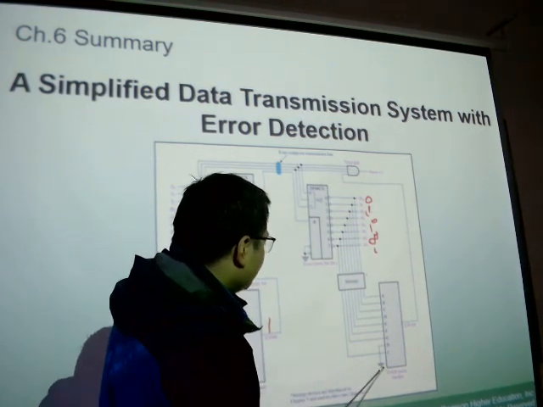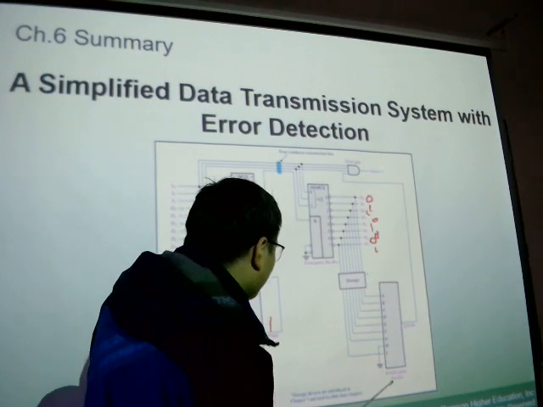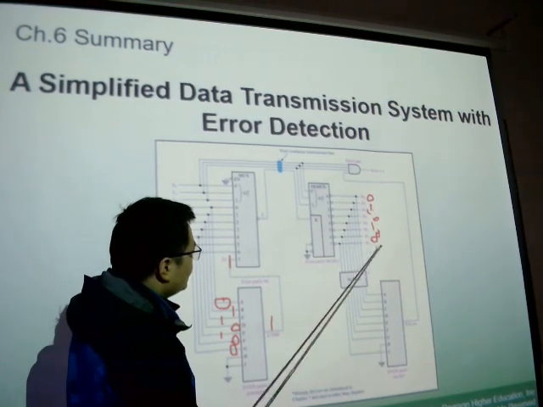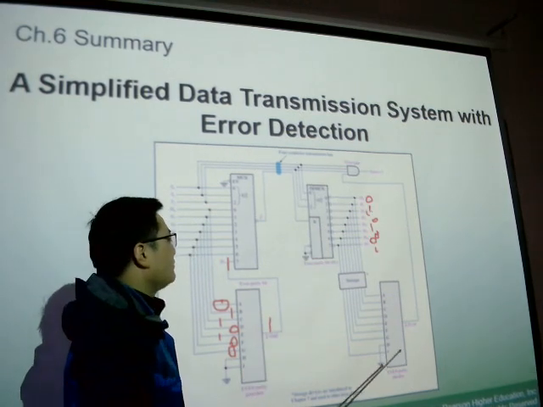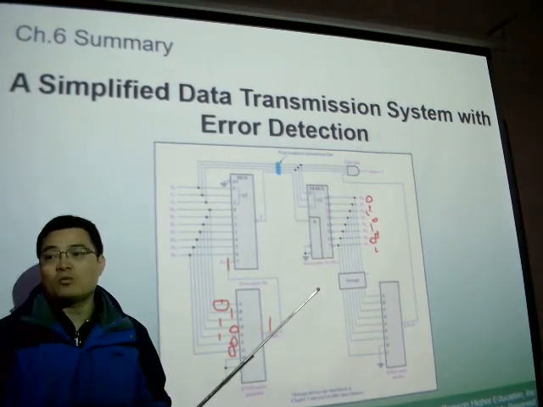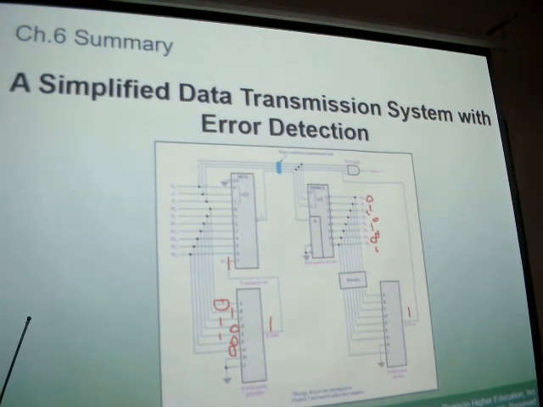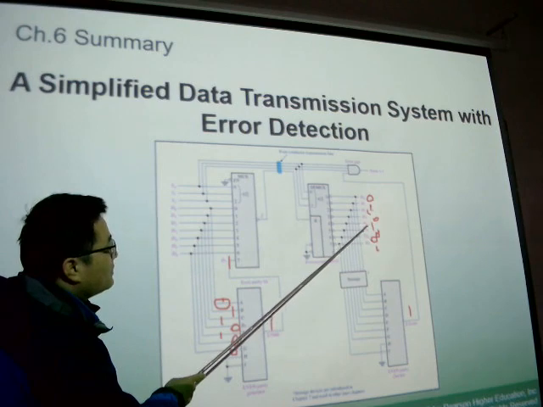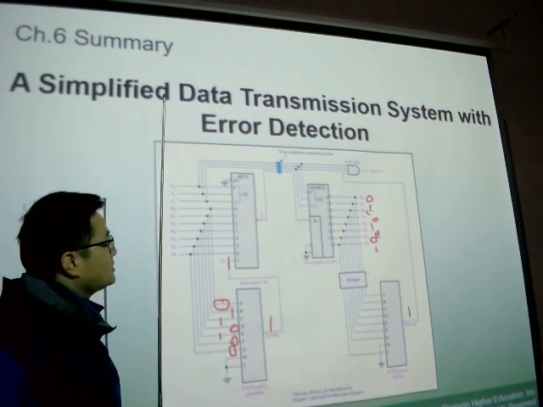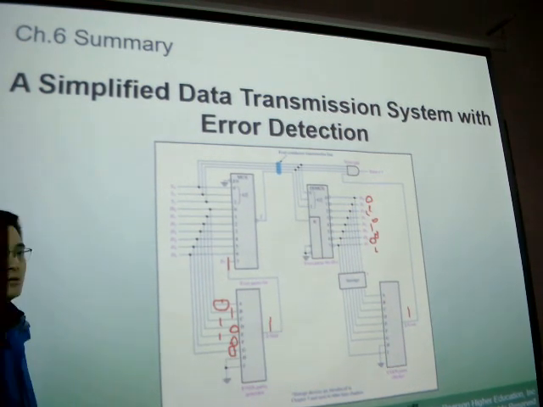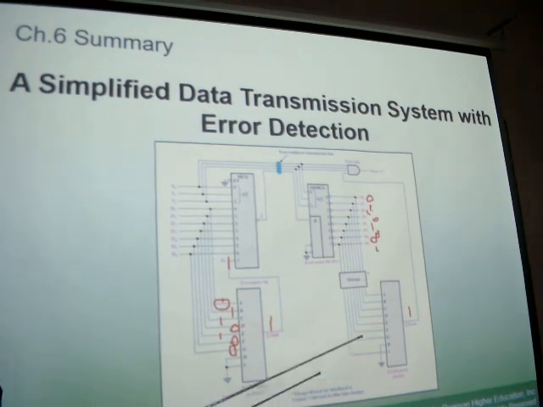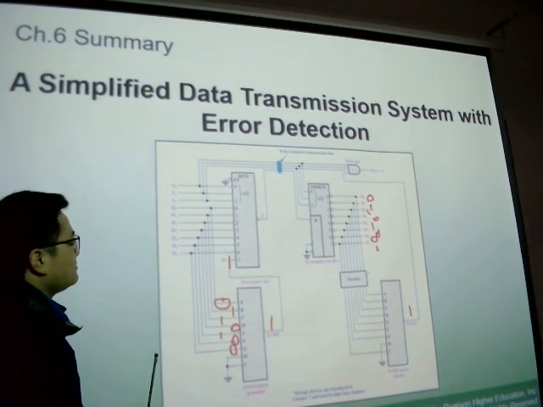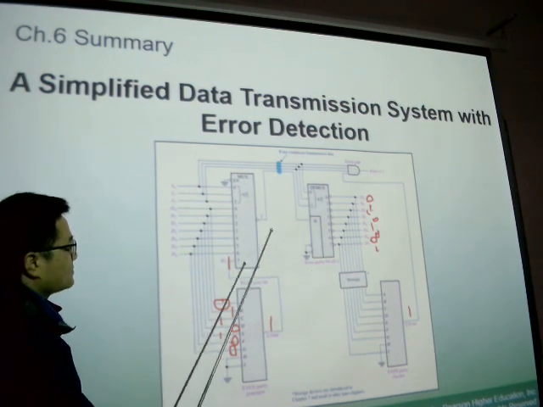Using this parity chip, we know that there are 4 ones, so the output will be 1. And this bit tells us that the number of ones in the data is even, including the even bit. If we do not take into account the even bit, then the number of ones in the data is odd.